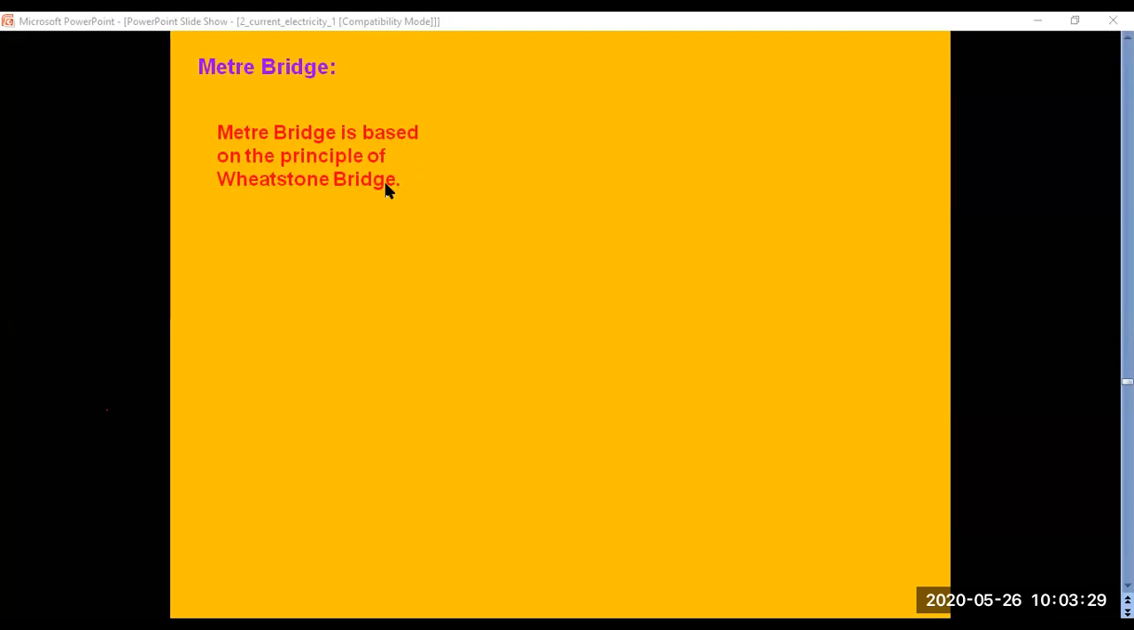Wheatstone's bridge consists of 4 resistors connected in the form of a quadrilateral. Across 2 ends, you have a battery source connected, and across the other 2 ends, a galvanometer is connected. That connection is called Wheatstone's bridge. This meter bridge works on that principle. The same way we connect 4 resistors in a quadrilateral, here we will be connecting wires. One more question: what is the principle of the meter bridge? Your answer will be that it works on the principle of Wheatstone's bridge, or Wheatstone's network.